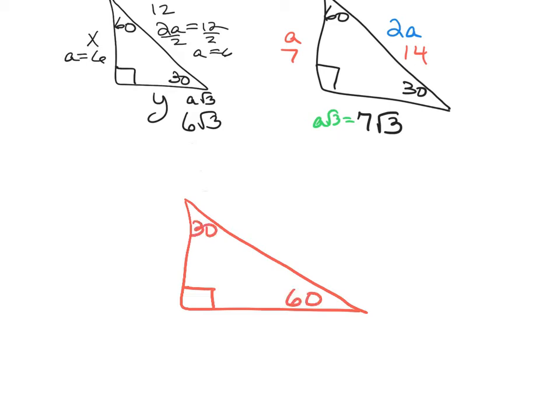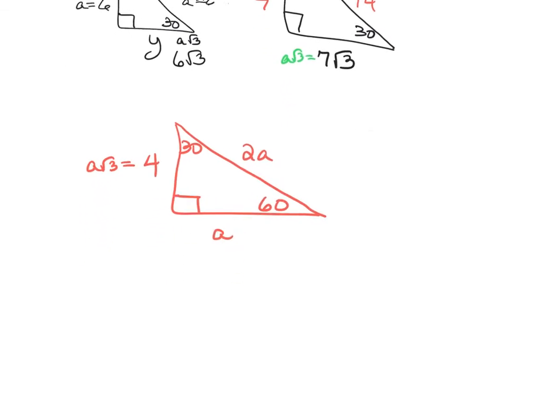What if I told you this was 4? What side is that for? This is A root 3. Oh, it's across from the 60. Oh, no. Nope. Okay? Remember, across from the 30 is A, and over here is the 2A. How can we find out what A is? So you put 4 over the square root of 3. So I'm going to divide by the square root of 3.